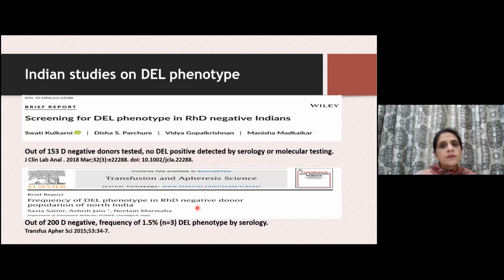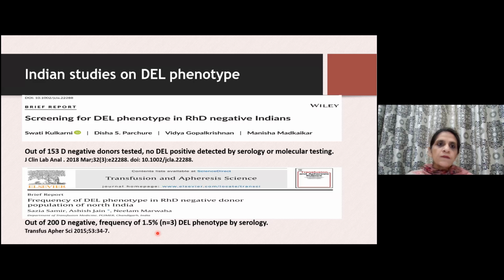If we look at some Indian studies on the DEL phenotype, this one is from Western India, wherein the authors studied 153 D negative donors by serology and molecular methods. However, they did not find any DEL positive by either of these methods. The second study, which was conducted in PGI, was on the frequency of DEL phenotype in the Rh negative population of North Indian blood donors. Out of 200 D negative, a frequency of 1.5 was reported. However, they used only serology as the typing method.